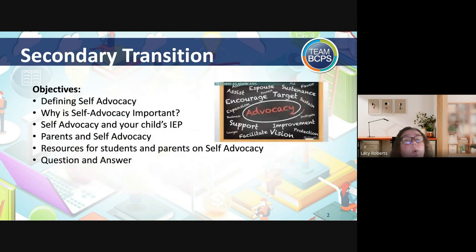So this is what we're going to go through tonight, kind of like an agenda. We're going to define self-advocacy. We're going to explain why it's important to you and your student. We're going to talk about how it relates to students' IEPs. We're also going to talk about you and how you can help us work together as a team to make this better for your student. We're also going to provide you some resources and some really great conversation starters for families.